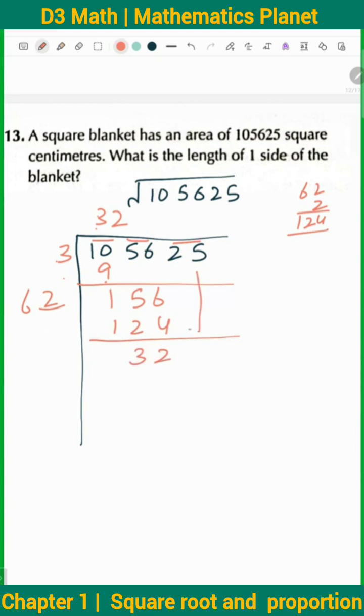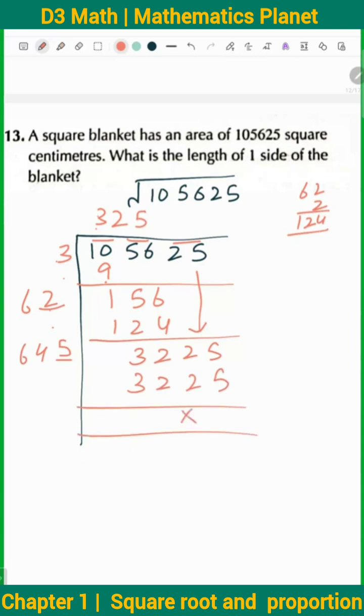Take the next pair down, 25. 32. 2 plus 2 is 4, so you get 64 here. Add something with 64. 6. 645. Yes. So you get 3, 2, 5.